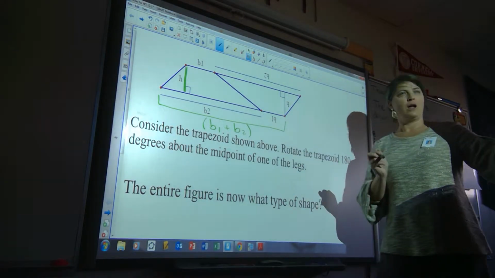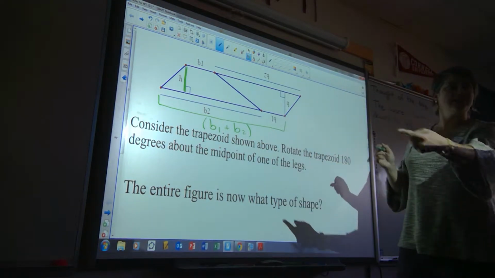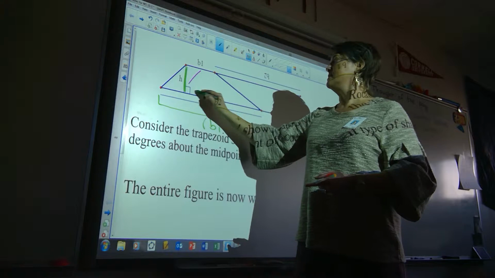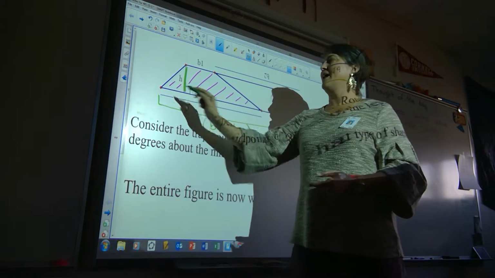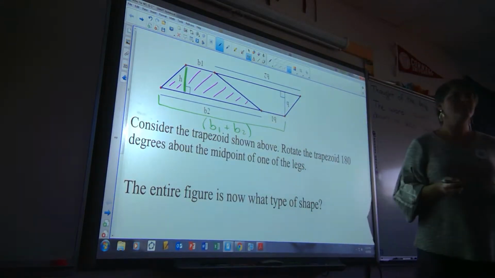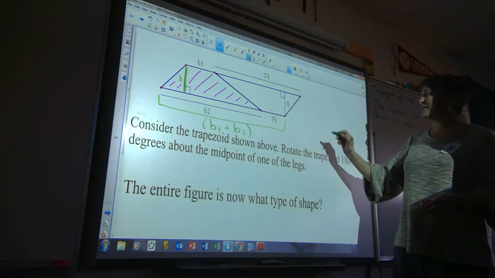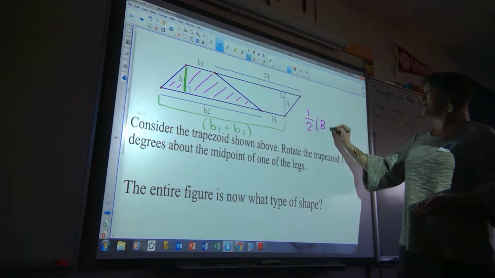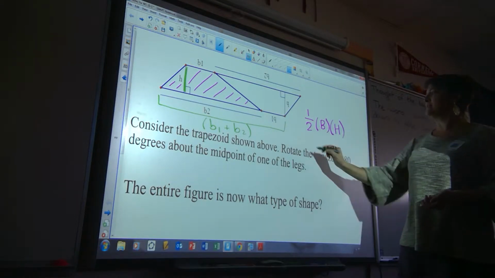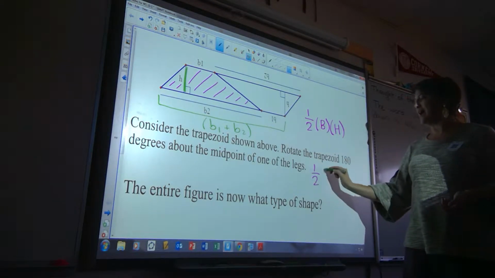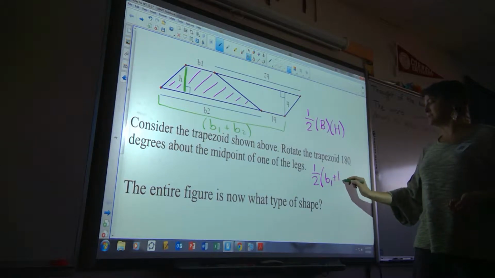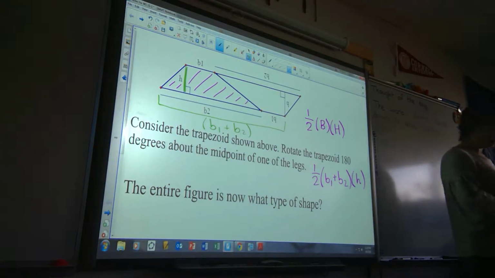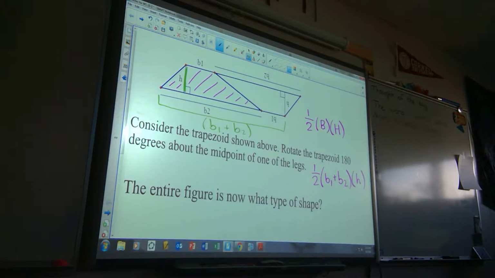But remember, I'm only doing one of these trapezoids, not two of them, right? I only care about one of these. So then what would I have to put in the formula to get only one of them? Yeah, I would have to do half of base times height. And so it ends up looking like half of B1 plus B2 times the height. And that's kind of how the formula works out.